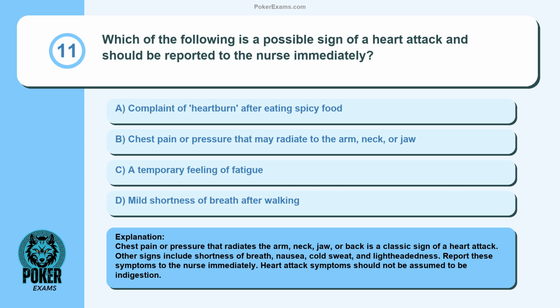Chest pain or pressure that radiates to the arm, neck, jaw, or back is a classic sign of a heart attack. Other signs include shortness of breath, nausea, cold sweat, and lightheadedness. Report these symptoms to the nurse immediately. Heart attack symptoms should not be assumed to be indigestion.